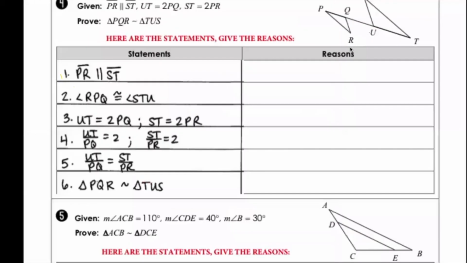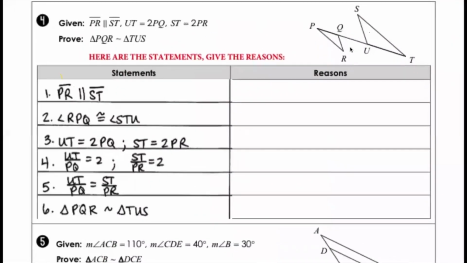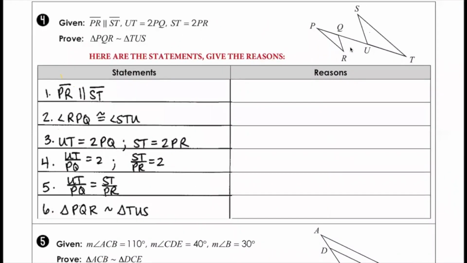All right. Now you guys are going to tell me. Number 4. Number 1. What's the reason? Given. Very good. And angle RPQ is congruent to angle STU. So RPQ, that's right here, is congruent to STU, which is right here. Alternate interior angles. Good.